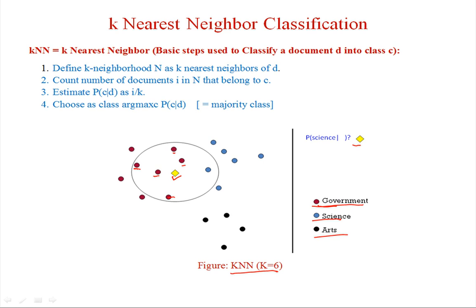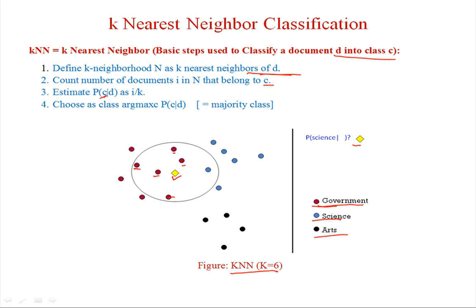Now this is a simple approach for K nearest neighbor to classify a document D into the class C. First define K, how many nearest neighbors we want to use to classify the given document D. The next step is to count the number of documents I in the neighborhood N which belong to C. Next we estimate how many documents related to class C are present in that neighborhood count.